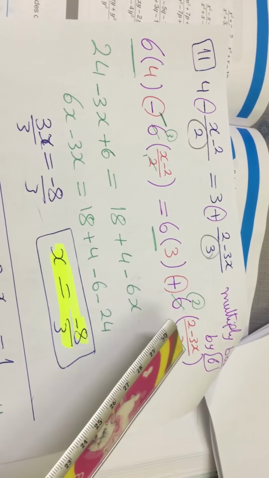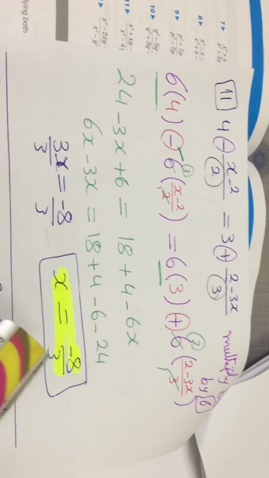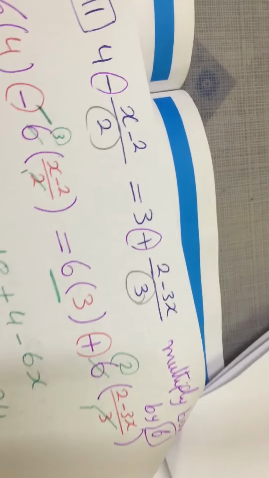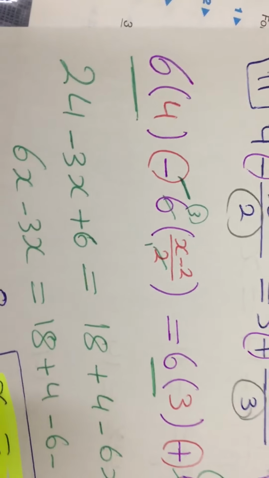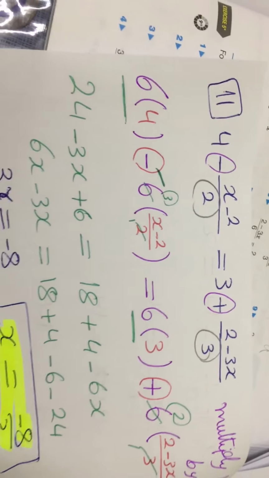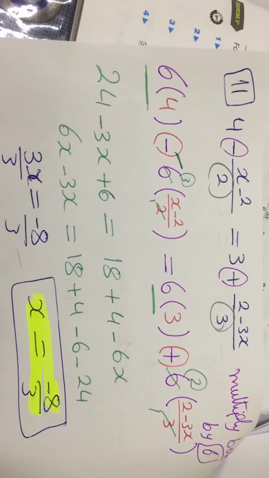Let's take all x's aside and the numbers on the other side. Now I have total 3x equal negative 8. Divided by 3 both sides, so x equal negative 8 over 3. This is question number 11, exercise 5 star, page 369. Like this.